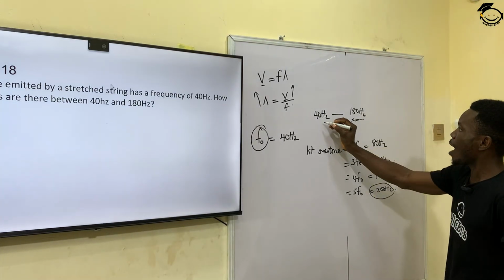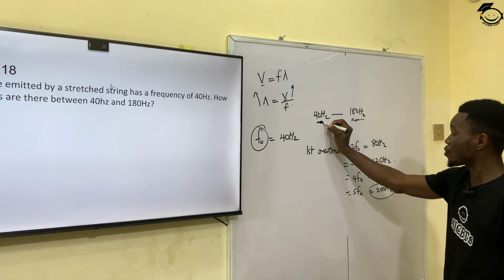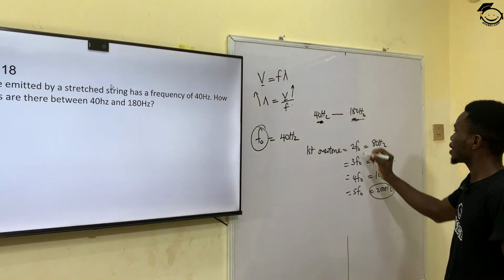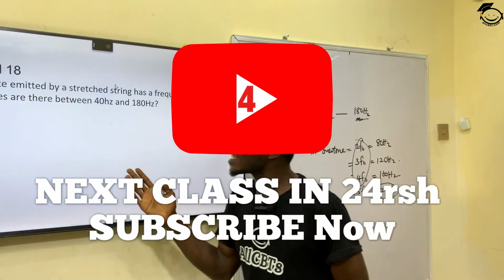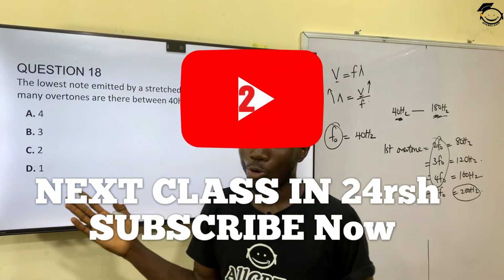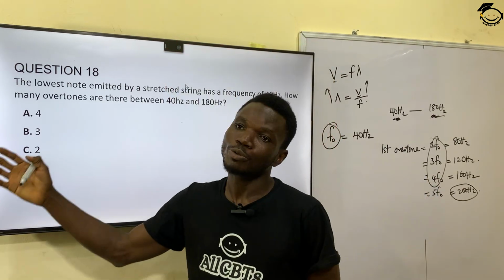So between our 40 Hz, which is the fundamental frequency, and our 180 Hz, I have a total of 3 overtones. So the question they ask me is how many overtones can I see? And I can see 3 overtones, which is option B.